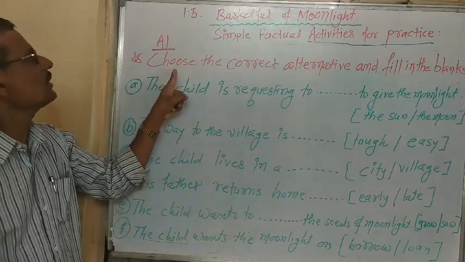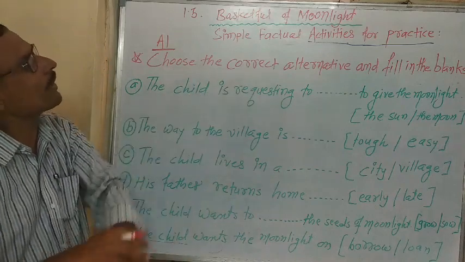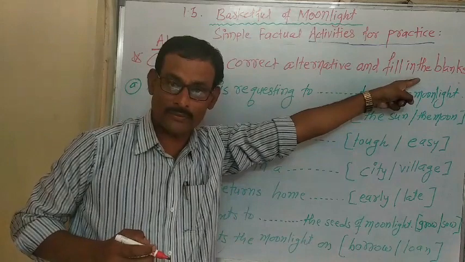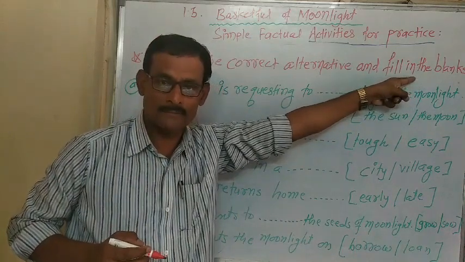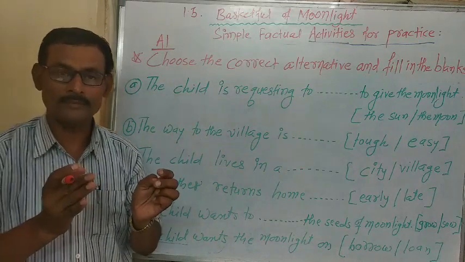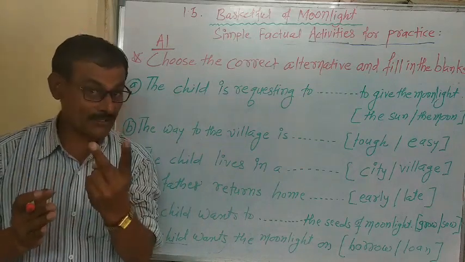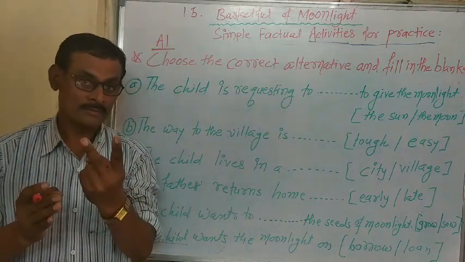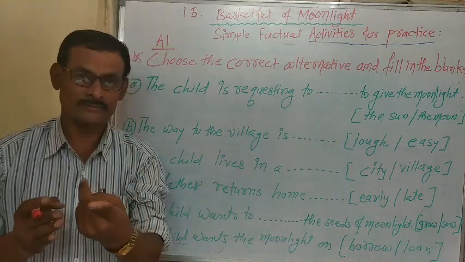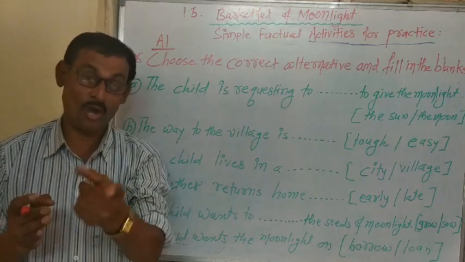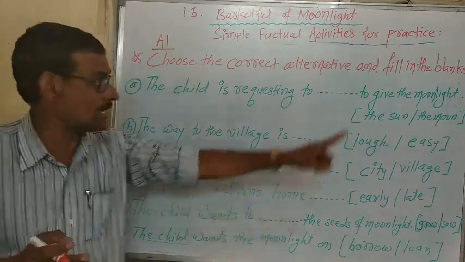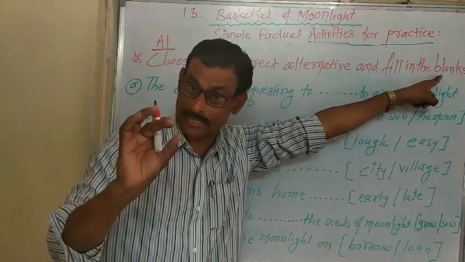Let us go to the question. Choose the correct alternative and fill in the blanks. This is the question where alternatives are given, two options are given. Among these two, one is correct, which you have to choose or select or find out, and fill in the blanks or in the gaps.